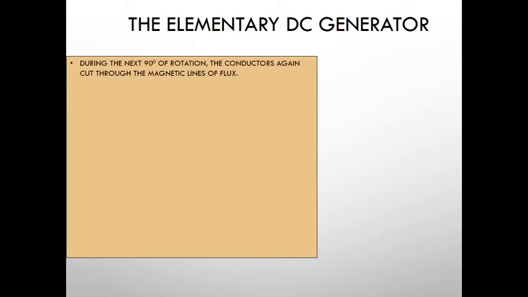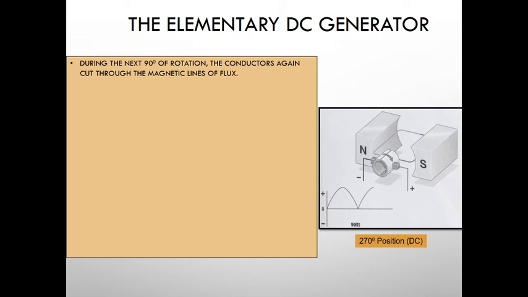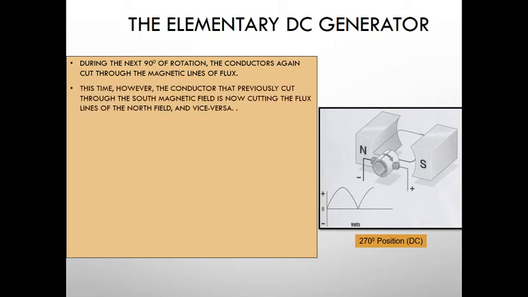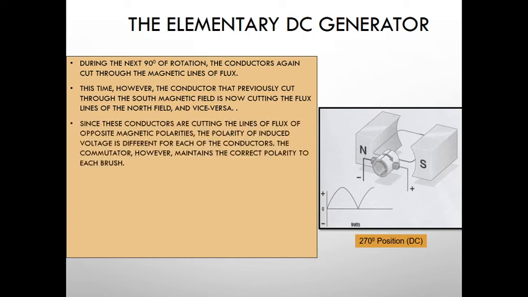During the next 90 degrees of rotation, the conductors again cut through the magnetic lines of flux. You can see here it has rotated. The black wire is now at south, the white wire is at north. So this time, however, the conductor that was previously cutting through the south magnetic field is now cutting the lines of flux in the north field and vice versa. So this time, since the conductors are cutting the lines of flux of opposite magnetic polarities, the polarity of induced EMF is different for each conductor.